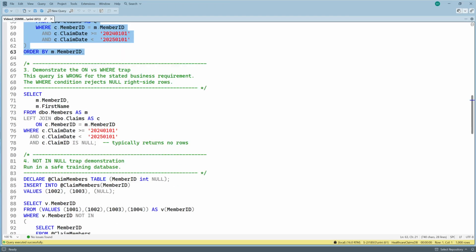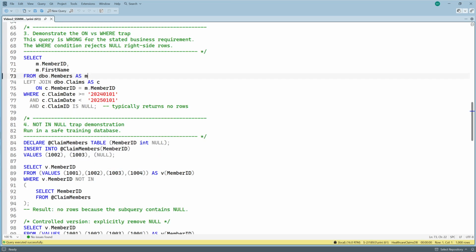Now I want to show a very common mistake. This query still says left join, but the 2024 claim date filter has been moved into the WHERE clause. Think about an unmatched member. After the left join, the claim side evaluates values as null. That means claim date is also null.